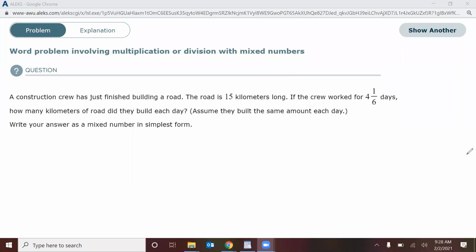So now we have a word problem involving what we've been practicing. A construction crew has just finished a road. The road is 15 kilometers long. If the crew worked for 4 1/6 days, how many kilometers of road did they build each day? Write your answer as a mixed number in simplest form. So we have 15 kilometers of road, and we want to divide that up by 4 1/6 days to figure out what happened each day.